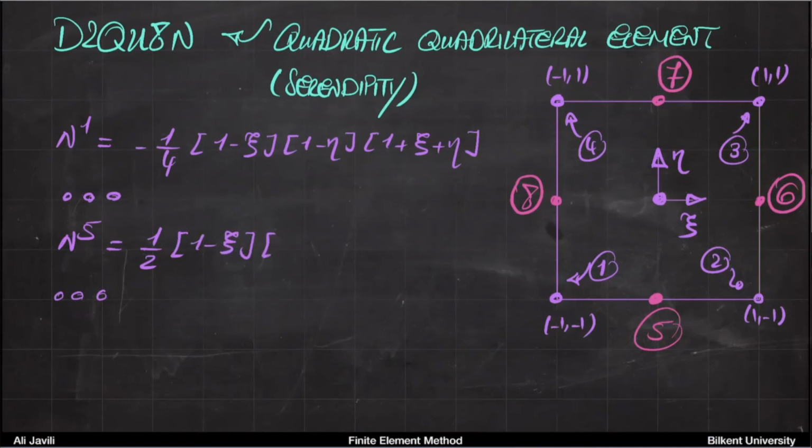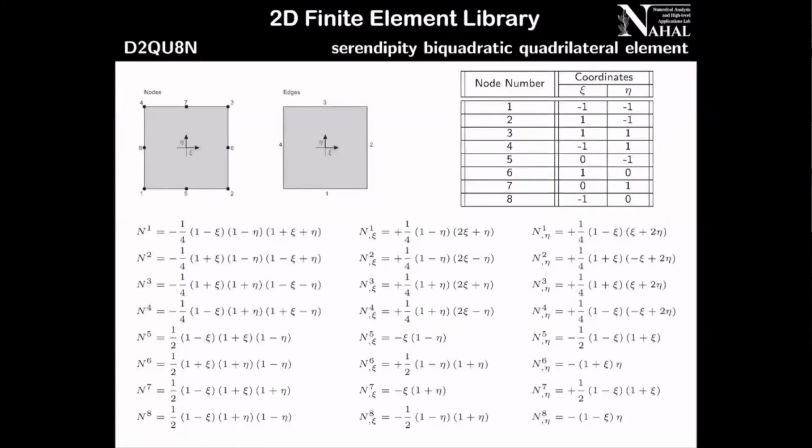But for instance, in this case also, if I want to write N5, you can see it's kind of one term lower compared to its Lagrange counterpart. That would be, again, this element. So basically, this is the serendipity biquadratic element, and you have the shape functions listed as well as their derivatives.